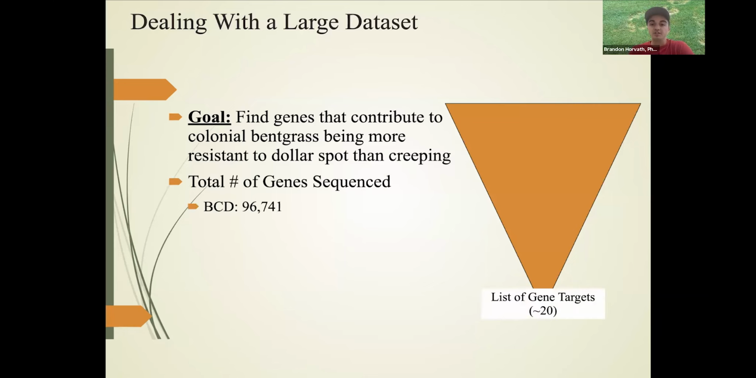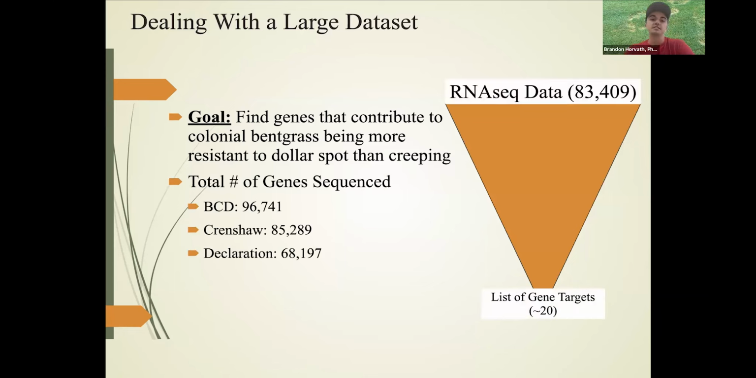One of the main challenges with this kind of data set is just the breadth of it. The total number of genes that I sequenced in my RNA-seq experiment averaged about 83,000 between the 3 different genotypes. And so the challenge is we have to take all those genes and weed them down to get to the point where we only have maybe 10 to 20 that are actual gene targets that we can give to breeders in order for them to select new cultivars of creeping bentgrass and hopefully have higher resistance to dollar spot.